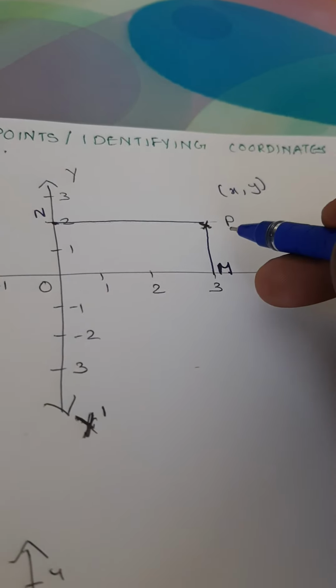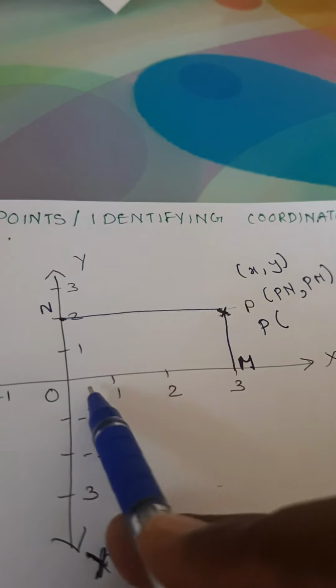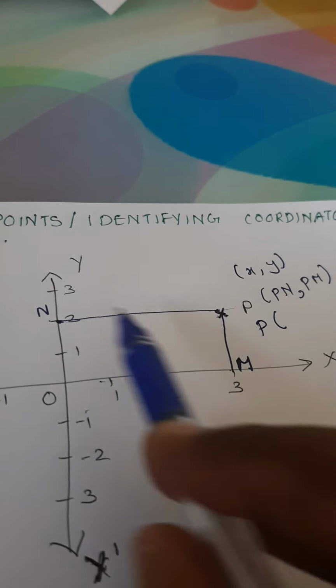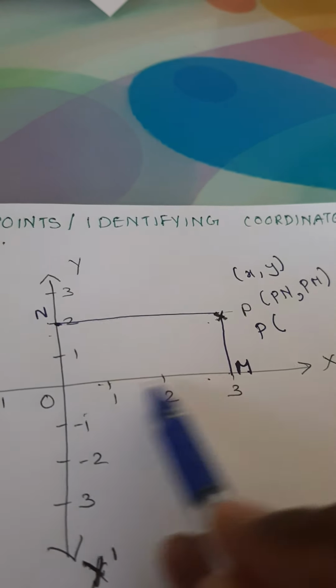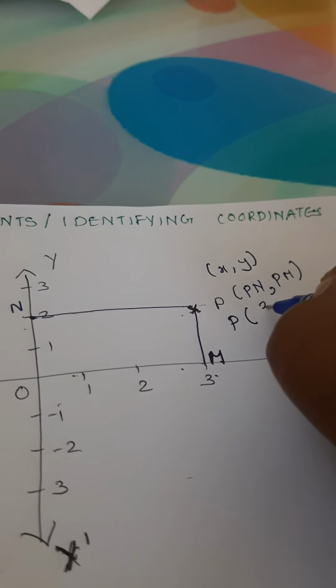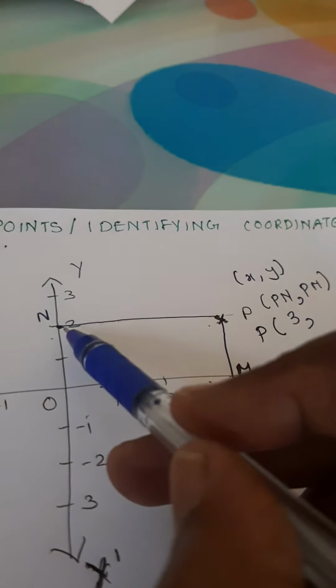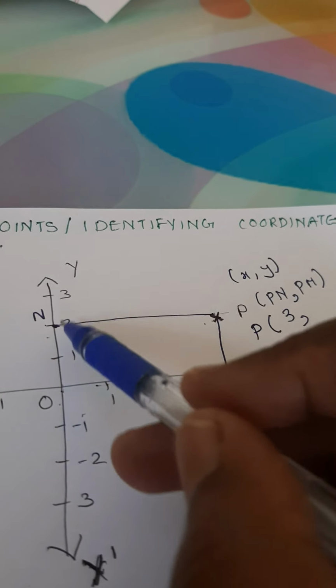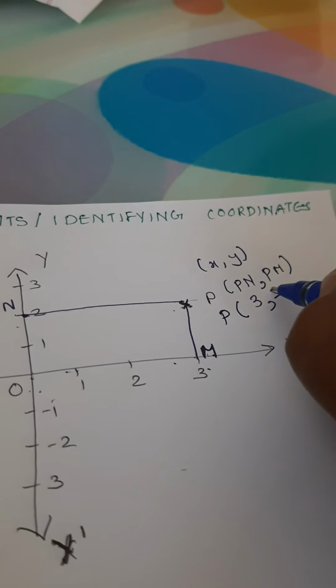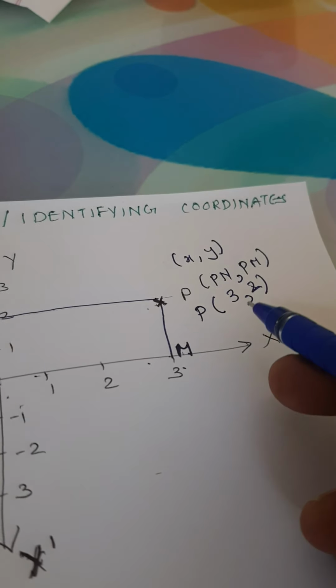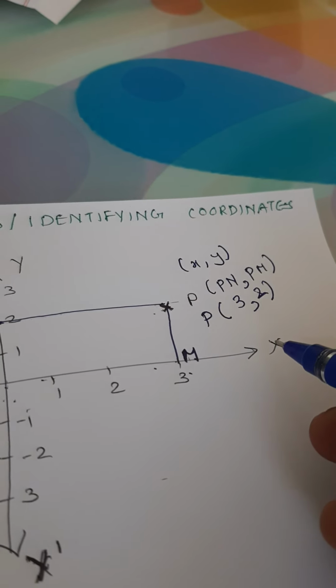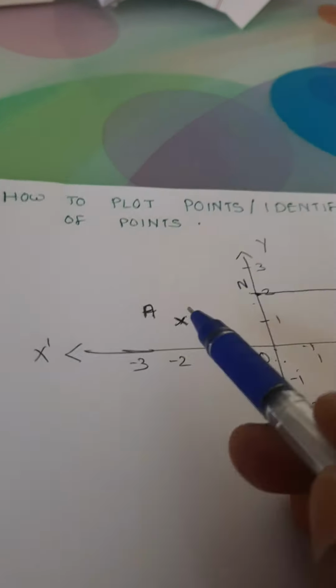Okay, so point P will be, PN is how much? PN is, if you see, 3 units, right? PN is equal to OM, which is 3 units. And what about PM? PM is equal to ON, which is 2 units, right? So the point P is (3, 2), correct? Now, what about point A?